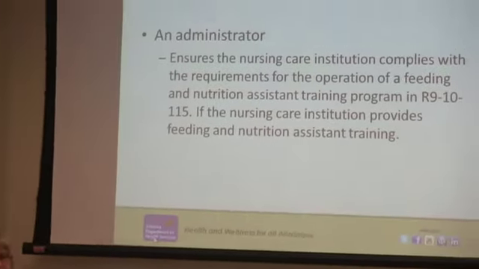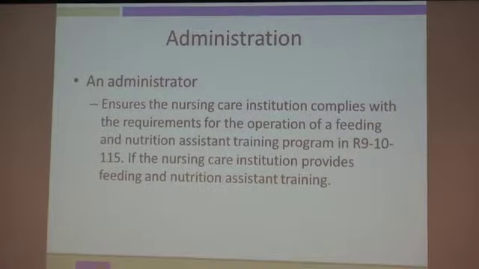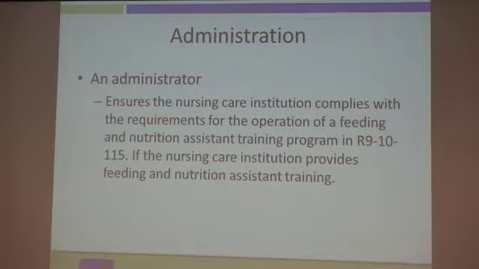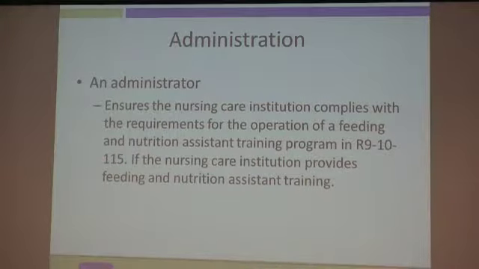All right. The administrator ensures that the Nursing Care Institute complies with the requirements if you're doing the paid feeding. I'm going to say paid feeding assistance because that's the way it's always been. It's new for us. The nutritional assistance training program. Okay, again, the requirements for that, the information to submit is in Article 1, and then most of the other training stuff is in Article 4. Okay?